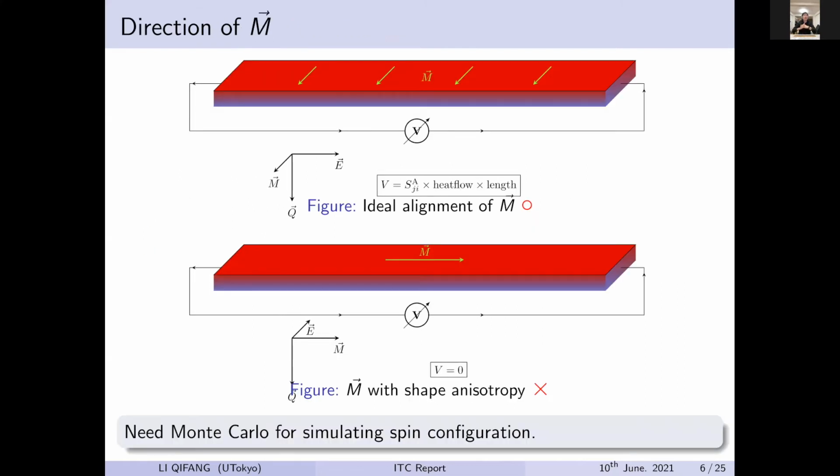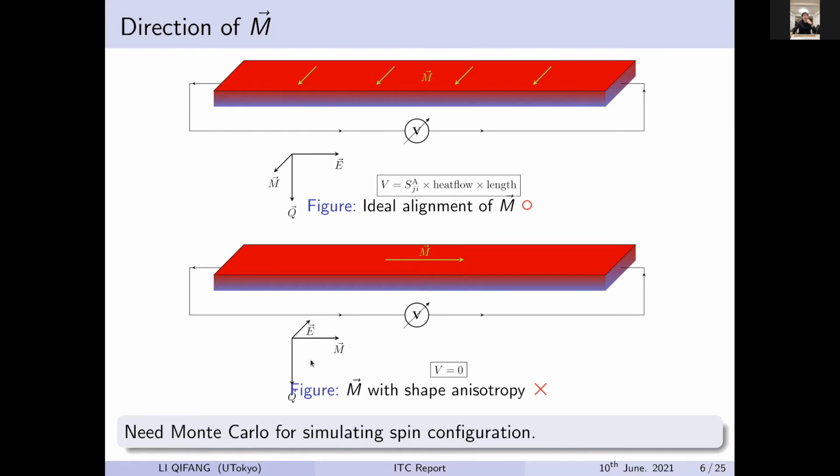However, here comes the main problem about the directions of the magnetization. The upper figure is an ideal alignment of magnetization. Here, the direction of the magnetization is perpendicular to the direction of the wire, so that the generated direction of the electric field is parallel to the direction of the wires, and we can observe a voltage proportional to the anomalous Nernst effect coefficient times heat flow times the length of the wire.